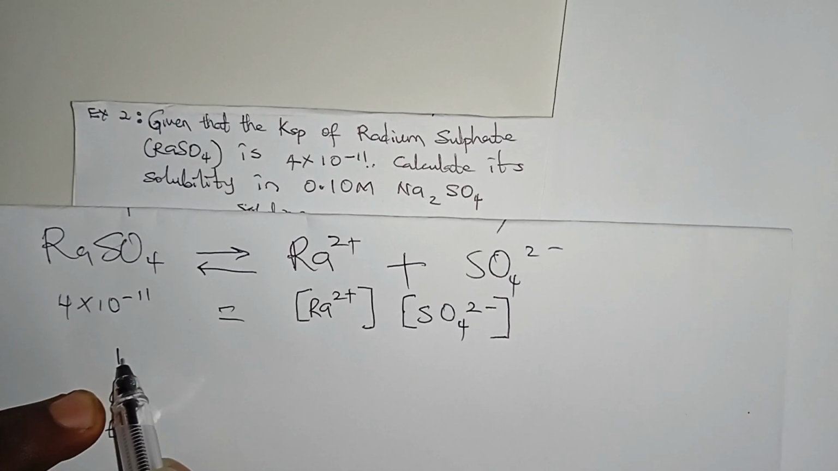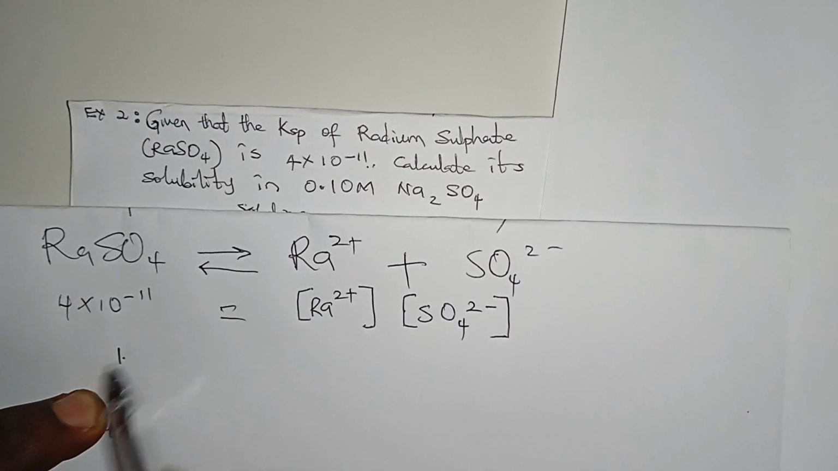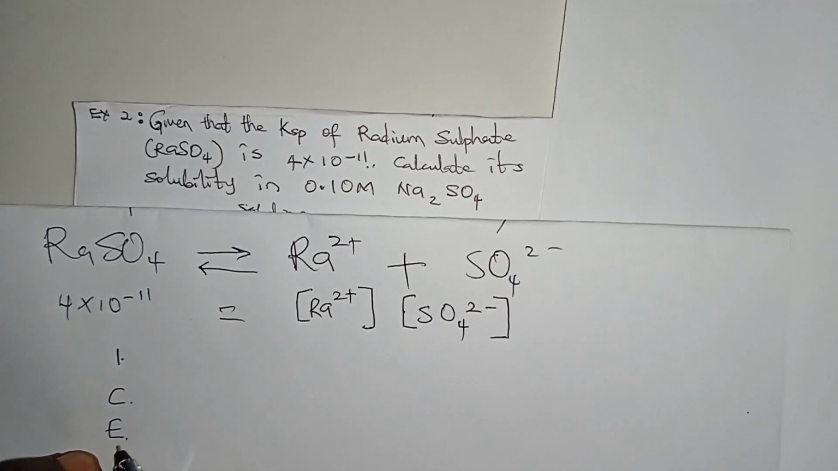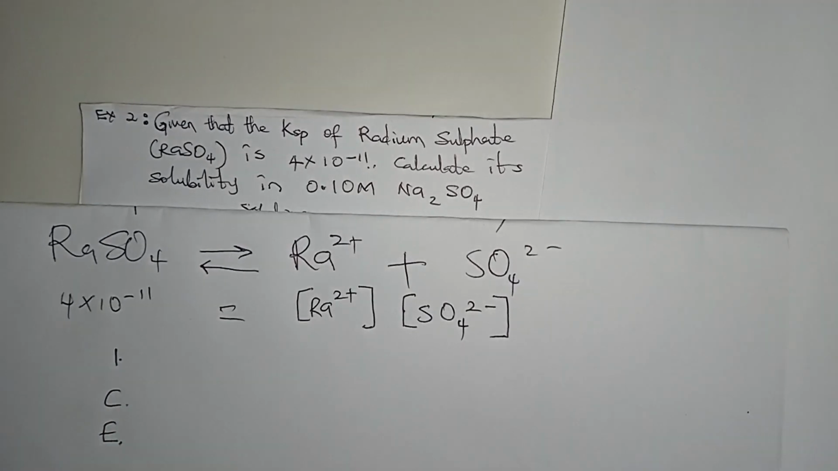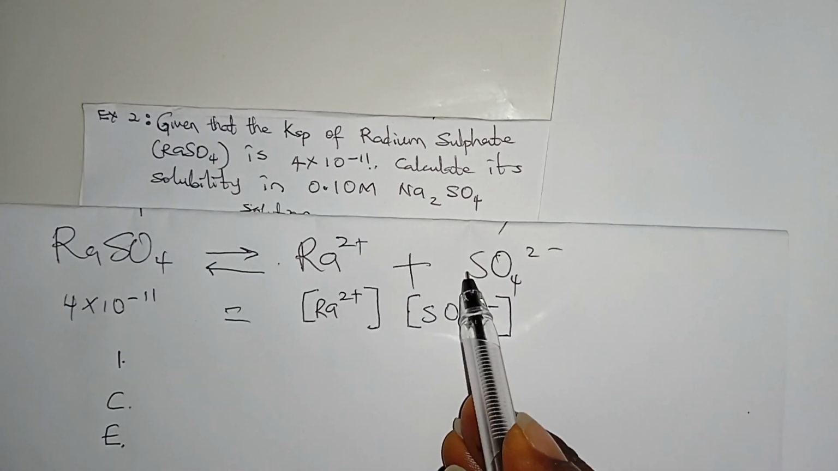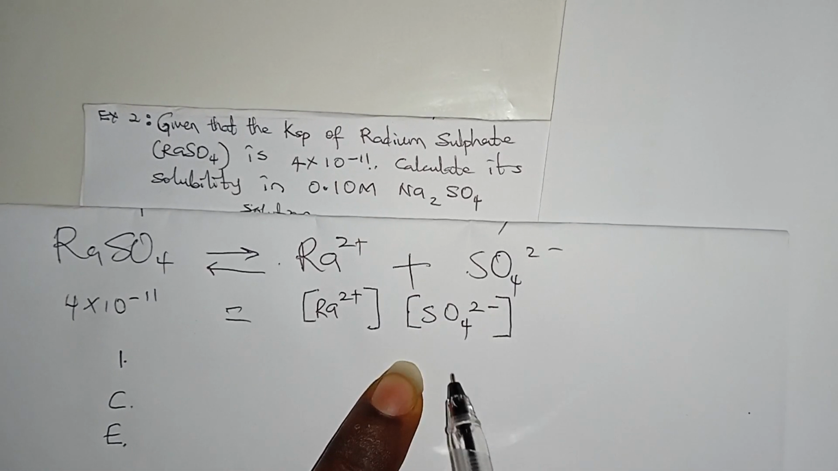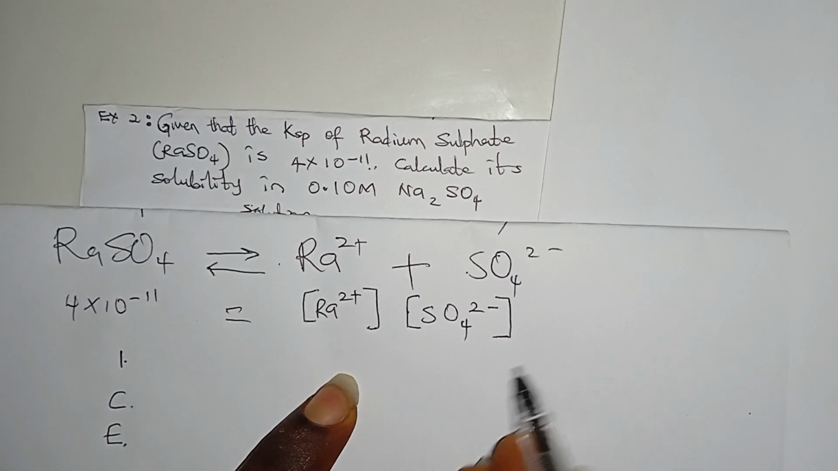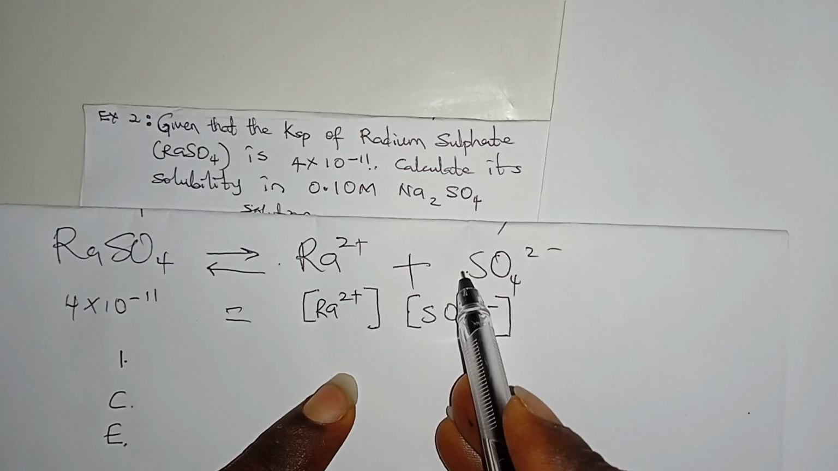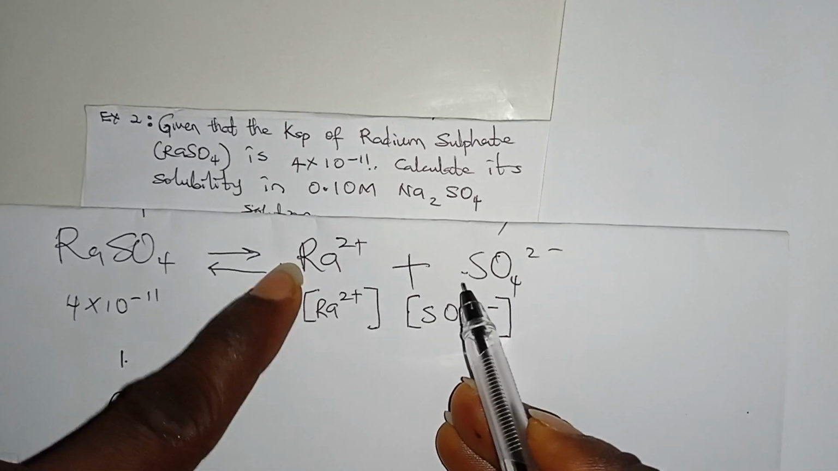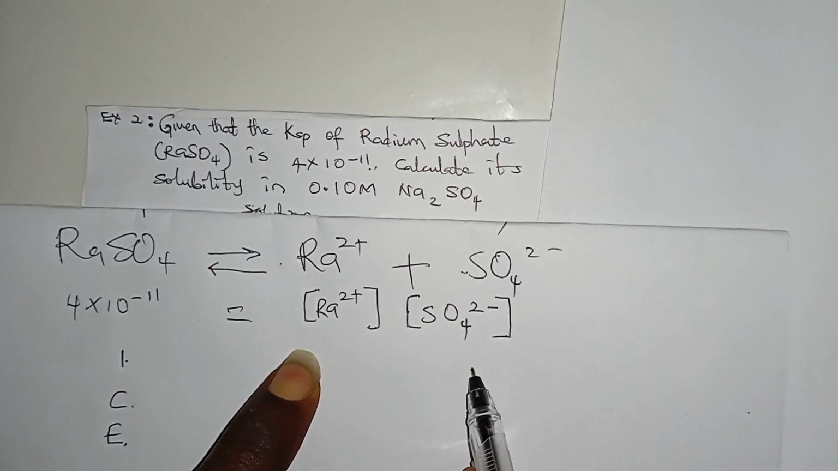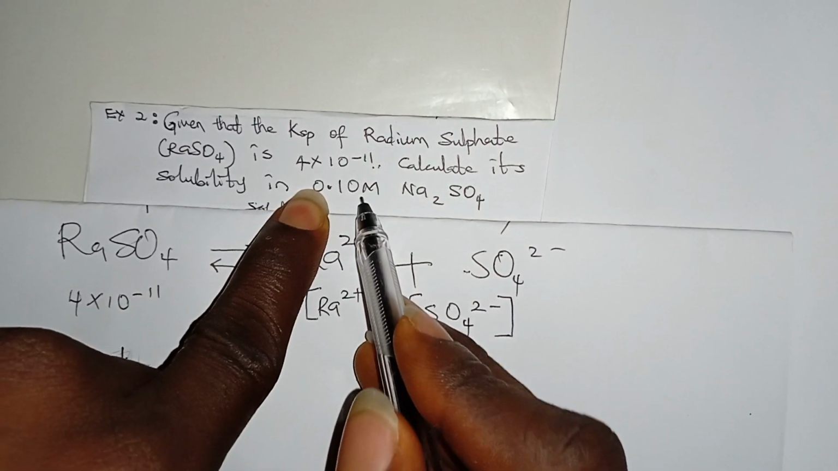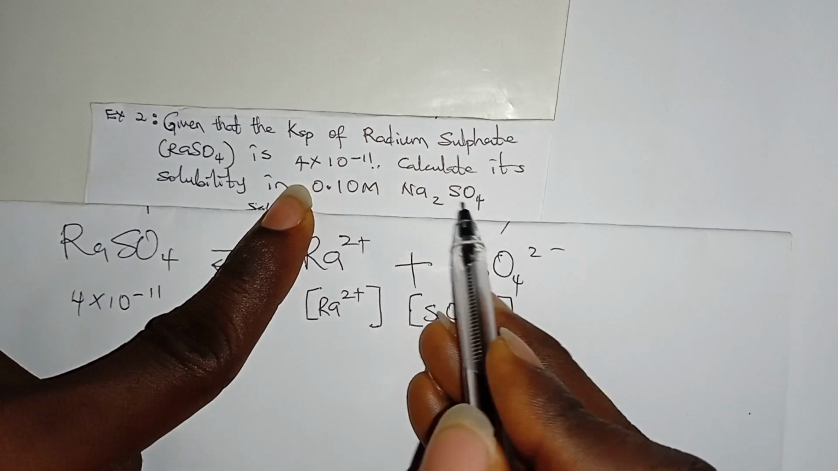This ICE table means initial concentration, change in concentration, and concentration at equilibrium, or you say equilibrium concentration. Now I need you to know something. If the coefficient here was, let's say, 2, that means the change here will be 2x. But since the coefficients are 1 and 1, this is going to be x and x. But because they gave us 0.10 M sodium sulfate.